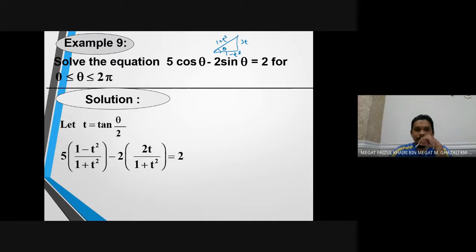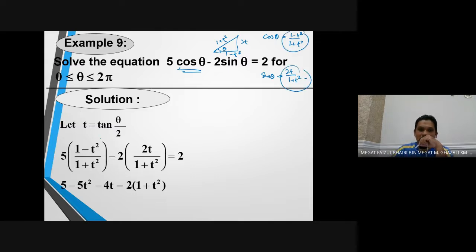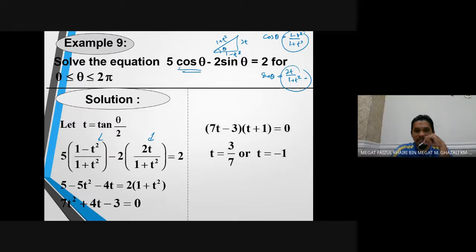Okay. So then, cos theta. Cos is adjacent, 1 minus t square divided by 1 plus t square, and then sine theta equal to opposite of 2t divided by hypotenuse 1 plus t square. So this is the cos and this is sine, cos and sine here. Okay, so expand and simplify this until we get this one here now. Then what we have here right now, 7t squared plus 4t minus 3 equal to 0 is a quadratic equation. Factorize this and it gives you t equal to 3 over 7 and equal to negative 1.